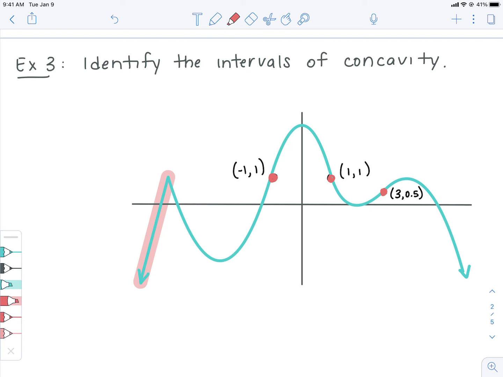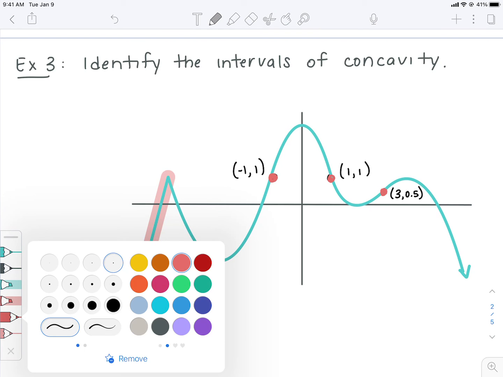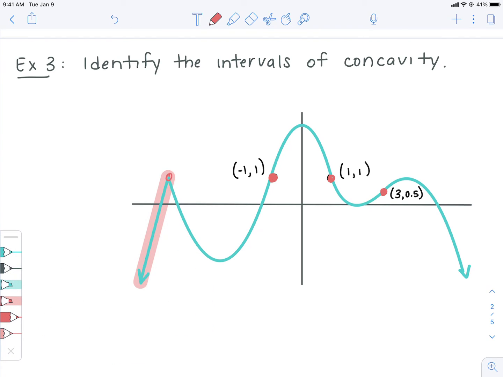So our intervals of concavity start here, which I should have given you a point for. So we don't want to include that piece of the graph that's totally straight because it doesn't have concavity. So when we go to write our intervals, we're talking concave up and concave down.